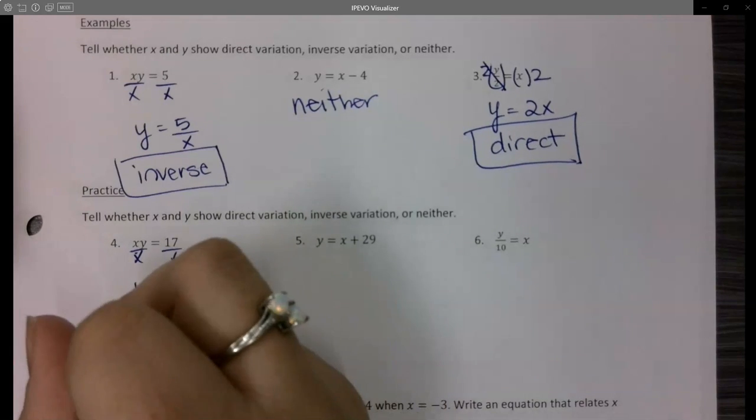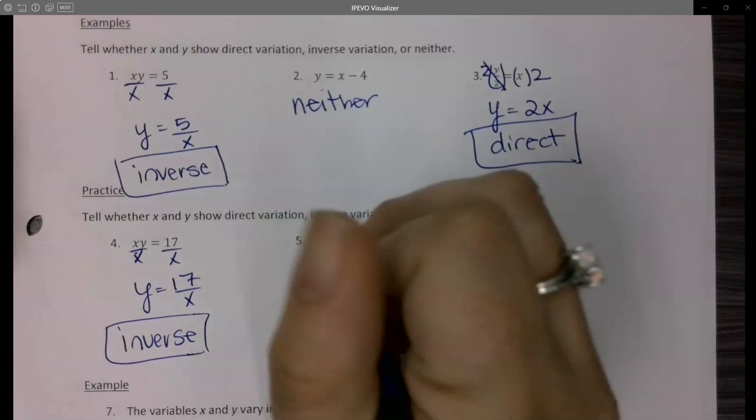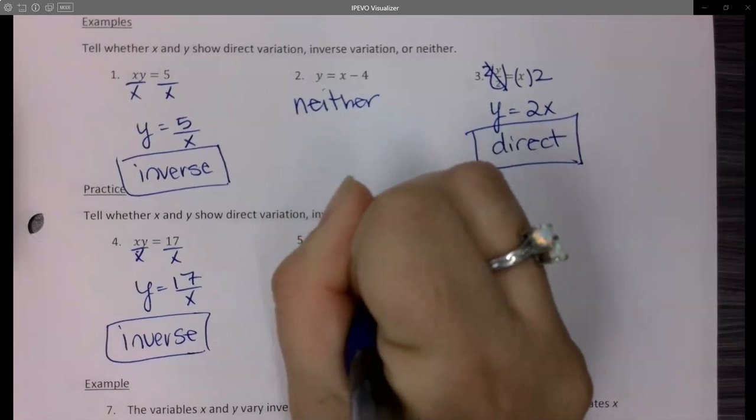Yeah. I like this one. What about number 5? Someone else. Not Abigail. Neither, because there's that extra number being added at the end.